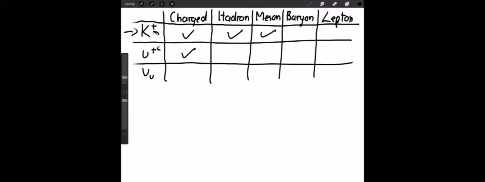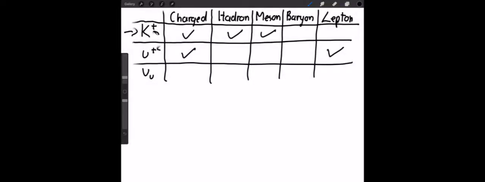For the muon, which is charged, it's not a hadron, it's fundamental, it's not a meson, nor is it a baryon, it is just, sorry about that, it is just a lepton. The muon neutrino, again, that is just a lepton with opposite lepton numbers.